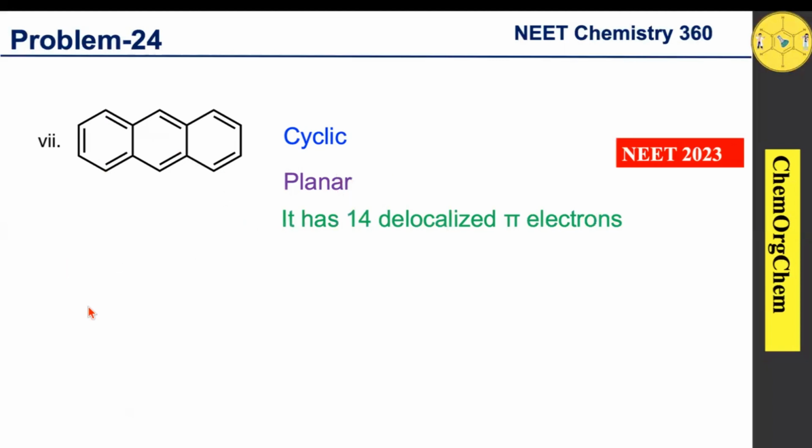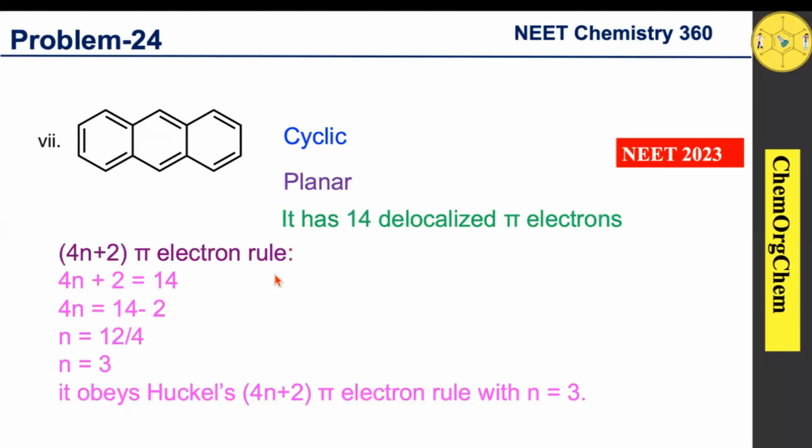So now you work it out. 4n plus 2 pi electron rule, 4n plus 2 equal to 14. Now 4n equal to 14 minus 2, which gives us n equal to 3. It obeys the Huckel's 4n plus 2 pi electron rule.